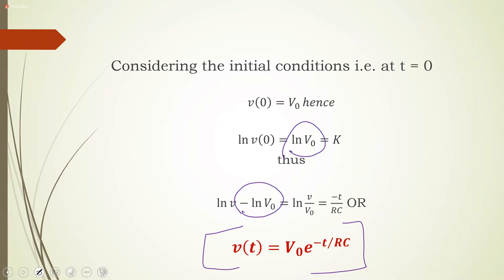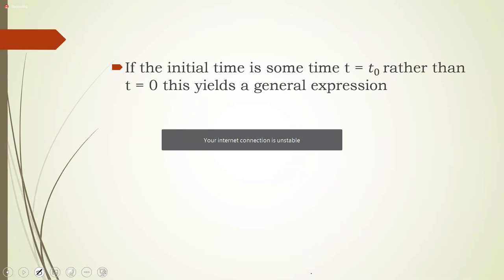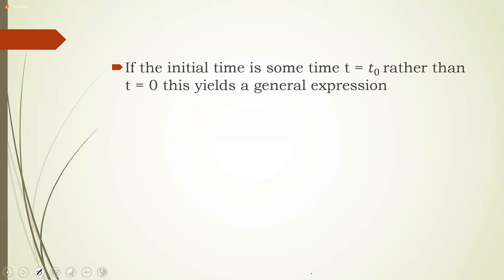All right, so if, however, the initial time was some other value, and not start, if we're starting at zero, but that's some other value t zero, the general expression would be Vt is equal to V zero e to the minus t zero over RC.